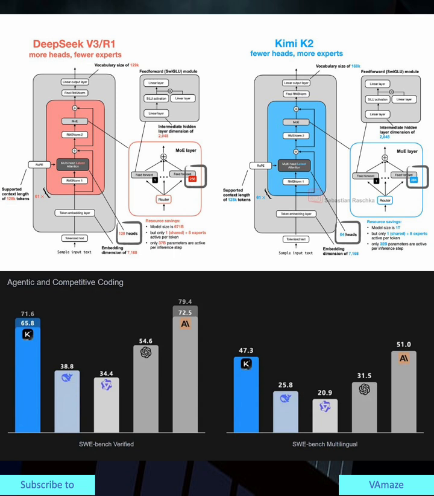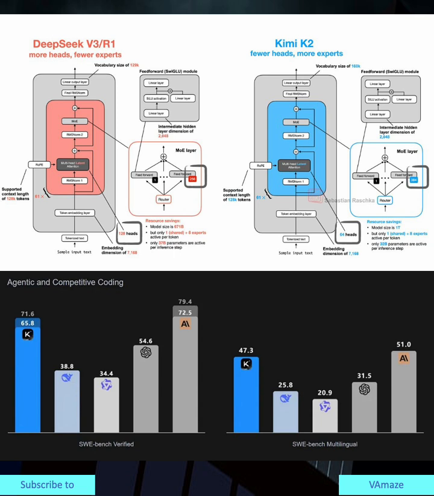Kimi's expert specialization. Domain expertise, fewer more specialized experts per domain. Efficiency, lower active parameter count than 325 versus 575. Focused attention, 64 heads provide deeper, more concentrated analysis. Multilingual optimization, architecture particularly suited for cross-language tasks.